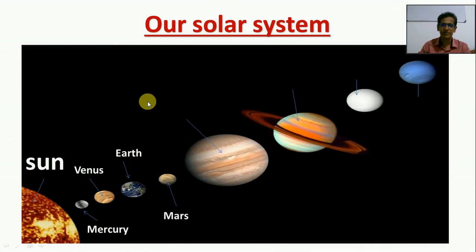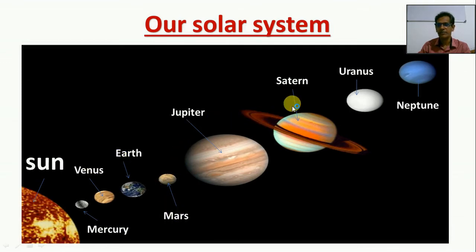Mars, Jupiter, Saturn, Uranus, Neptune. Before 2006, Pluto also was considered a planet, but now it is considered a dwarf planet because Pluto hasn't got its own orbit. Now you know there are 8 planets in the solar system: Mercury, Venus, Earth, Mars, Jupiter, Saturn, Uranus, Neptune.